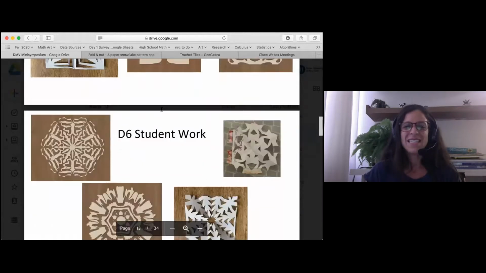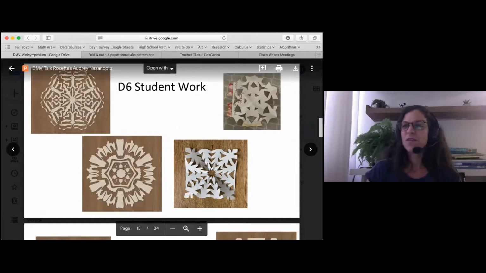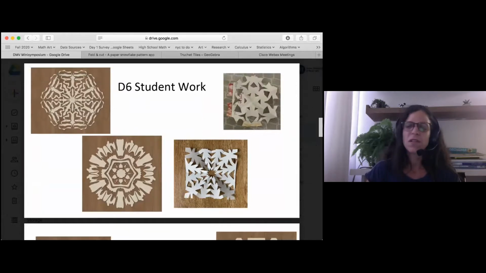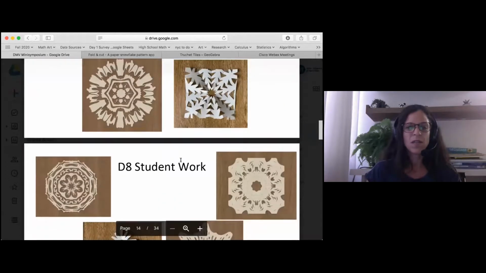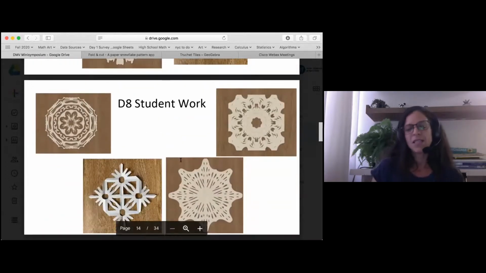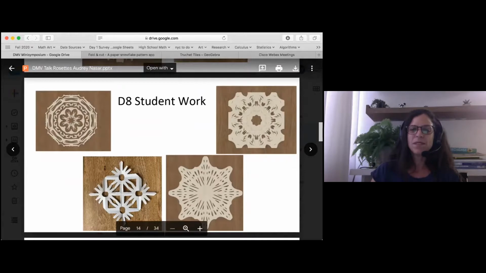And then the D6s, again, encountered the same issue. If you see down here, right, that one has the corners. So I think I wasn't clear that that needed to be cut off. I did it in the video, but I don't think enough attention or focus was given. Here are the D8s, and you'll notice there's a problem that comes up in this one. Does everybody see the issue?